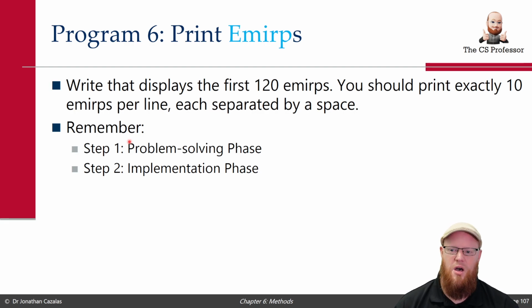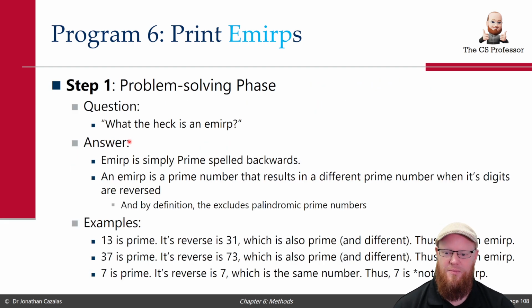It was just a problem from the book of printing all Emirps, which, most people would say and should say, what is an Emirp? It's basically a prime number backwards. So Emirp is literally prime spelled backwards, and an Emirp is a prime number that results in a different prime number when its digits are reversed. So 13 is prime, its reverse is 31, that's also prime. 37 is prime, its reverse is 73, that's also prime, therefore it's an Emirp. An Emirp cannot be a palindrome though. So 7 is prime, its reverse is prime, but it's the same number, it's a palindrome, therefore it's not an Emirp.